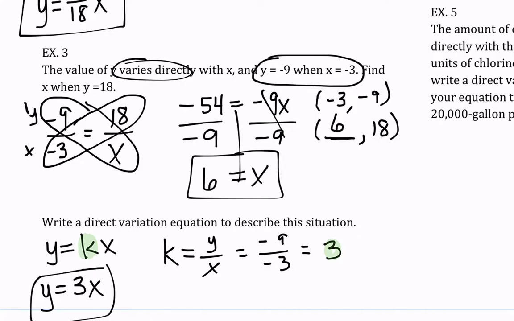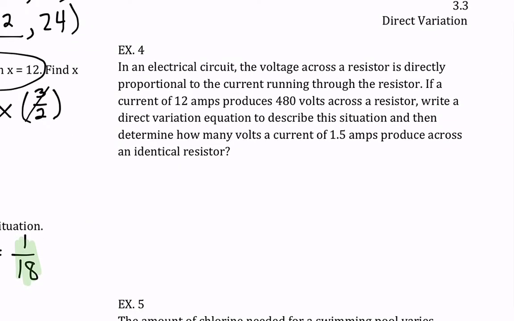Okay, so now let's try some of these as word problems. It says in an electrical circuit, the voltage across a resistor is directly proportional, so I see that directly proportional, to the current running through the resistors. If a current of 12 amps produces 480 volts, write an equation to describe the situation and then determine how many volts a current of 1.5 amps would produce.